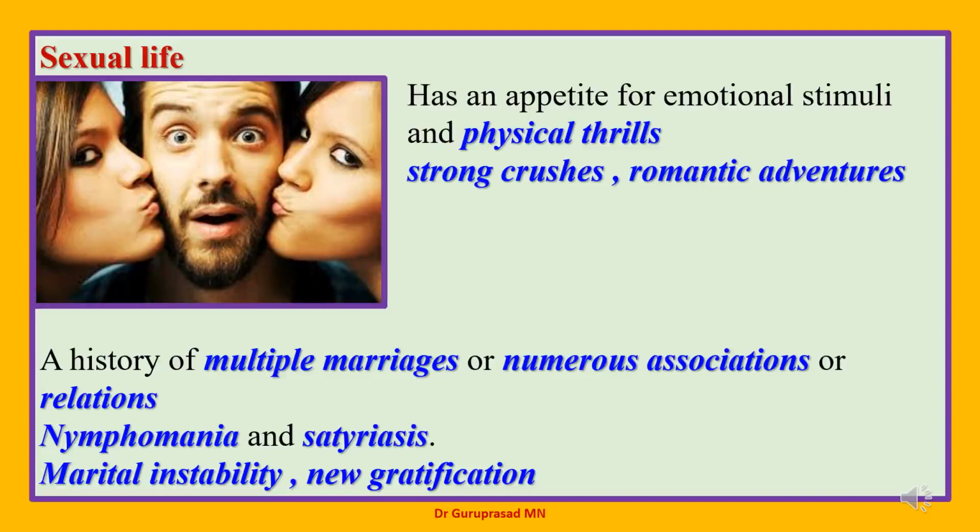A Phosphorus lady sometimes may be nymphomaniac. A man can have satyriasis. All this happens whenever there is marital instability. Otherwise, they have a healthy, normal sexual relationship. Whenever the personal relationship is strained, whenever there is marital instability, and they are prone to multiple relationships, they search for new gratifications. That is how Phosphorus individuals are indicated.